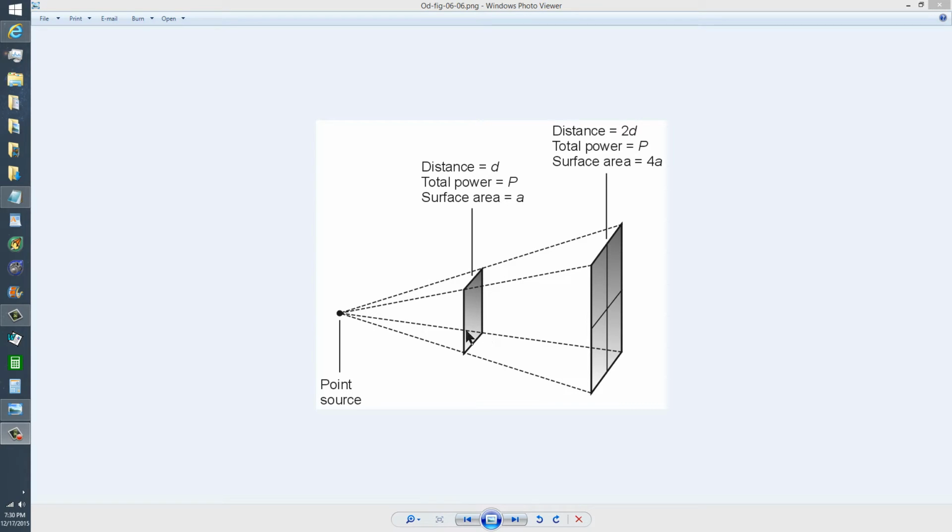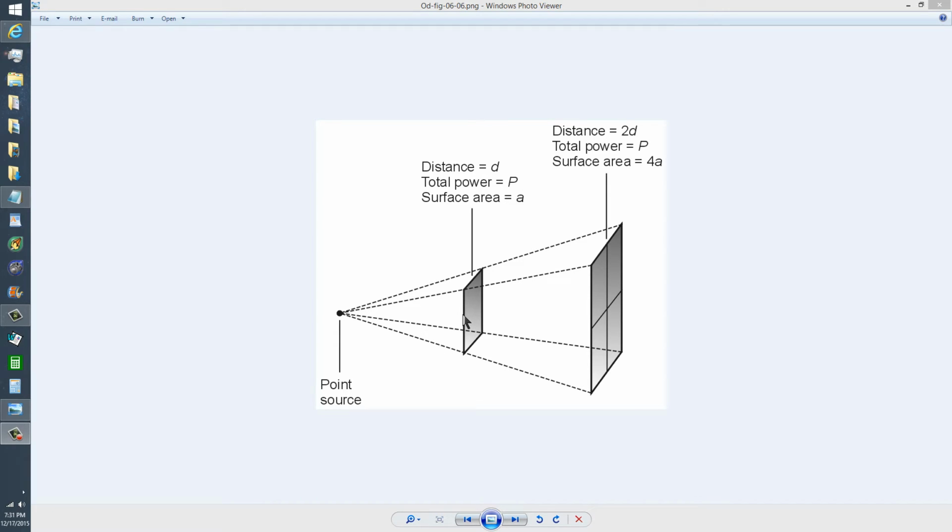and this object has a surface area equal to A, if you go twice as far from the point source of light, you end up with 2d for the length of the edge of the square. So the surface area becomes 4A. The total power again of the point source is P, but each one of these little squares only receives a quarter of the total power.